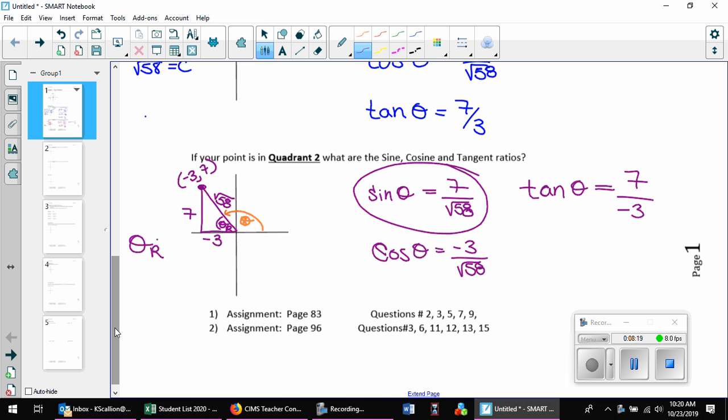Okay, is everybody comfortable with this? Yes, our signs are exactly the same. X is cos. You want me to tell you X is cos? Okay. Cos is X.